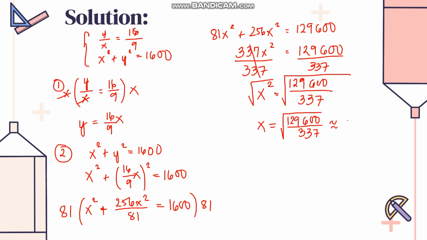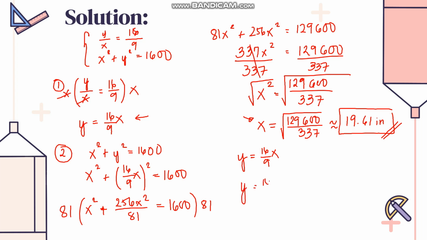Or if we simplify this, we will get 19.61 inches. So this is now the value of x. Now to solve for the value of y, we will use this equation right here. So y equals 16 over 9x. Now to solve for the value of y, we will be using this value right here, because 19.61 is already the estimated value. So to be exact, let's just use this one, the square root of 129,600 all over 337. Y equals 16 over 9 times the square root of 129,600 all over 337. And then solve this using your calculator.